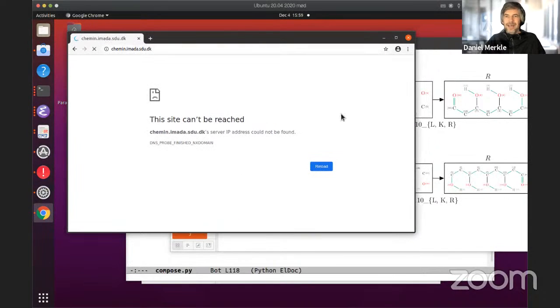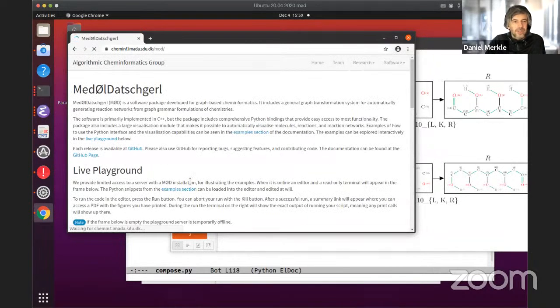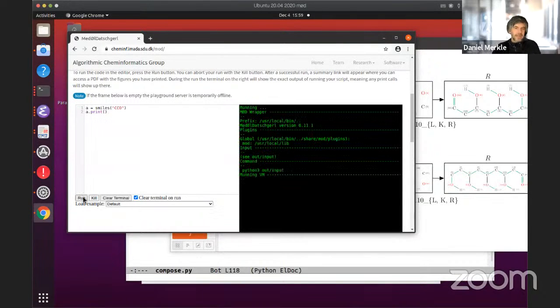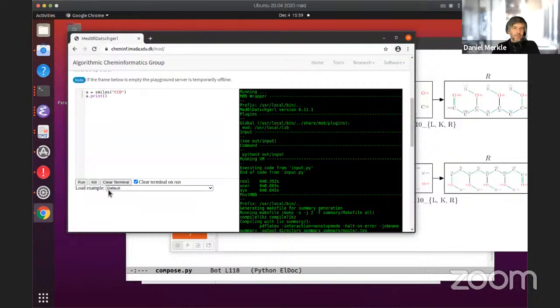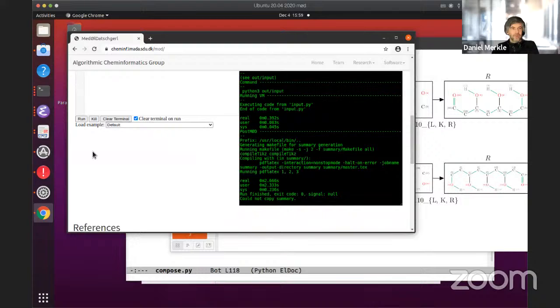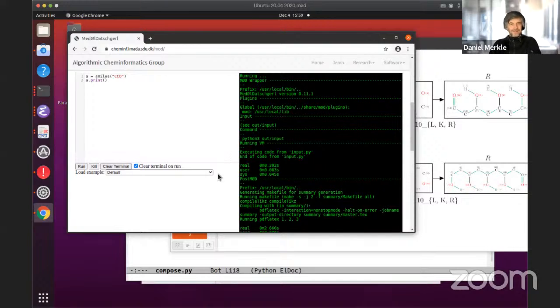Right, I'm not online in my virtual box here, so I would have to share again. I think it's cheminf, no, there's an F missing. Then I am online, okay. And there's the software, here you have the live playground, where you can play around with all kinds of examples. You literally can run it, and then a PDF file is generated for you. Yeah, and I had to restart the server just before the talk.